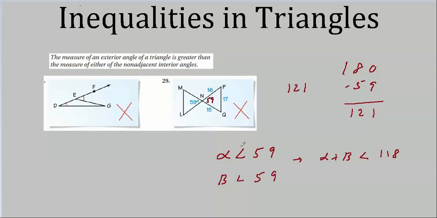Let's say now we have to have that alpha is less than 59 and beta is less than 59 because this is the largest side. Well, if we add them together, we get that alpha plus beta is less than 59 plus 59, which is 118. Well, wait a minute here. Alpha plus beta we know equals 121. It has to. That's from our theorem that says that all the angles add up to 180. So, we assumed this was correct.